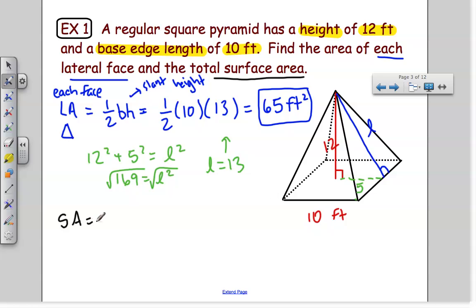But now I want total surface area. So what's the surface area of this entire pyramid? I honestly did all the hard work here. How many of these triangles do I have? Well, it's a square pyramid. The base has 4 sides. There are 4 triangles here. So I have 4 triangles for the lateral area portion of it, plus I have the square base.